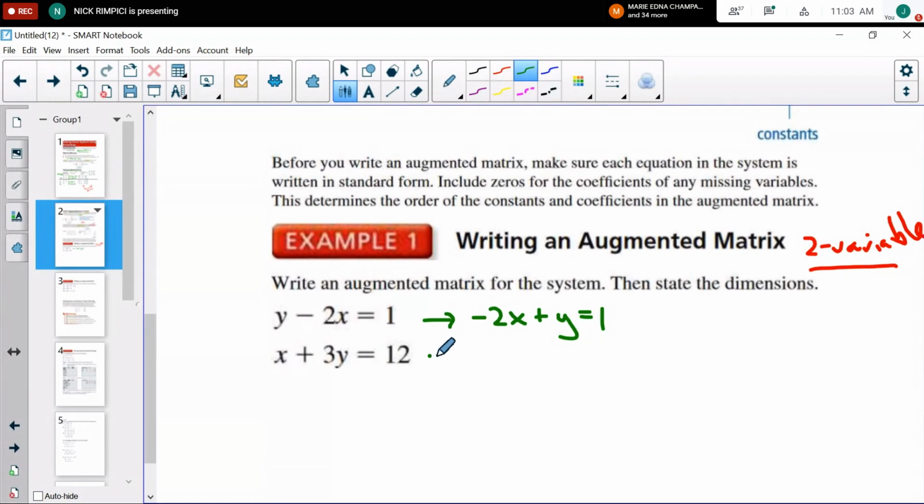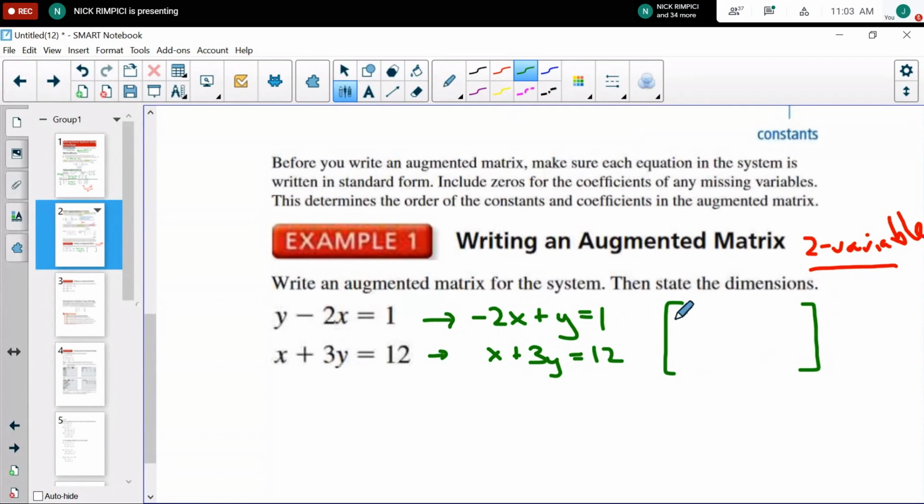This one I'm not going to change because this one's already good. It's just x plus 3y equals 12. There's no need to change it because everything is proper. Everything is good. So now that we have our things written in standard form, let's now write the augmented matrix.